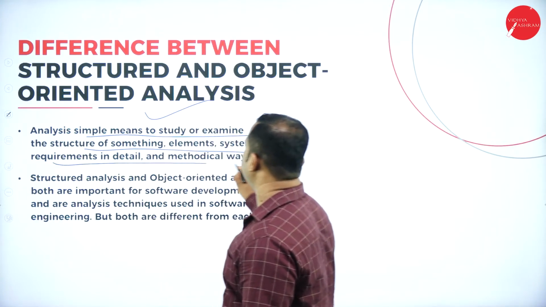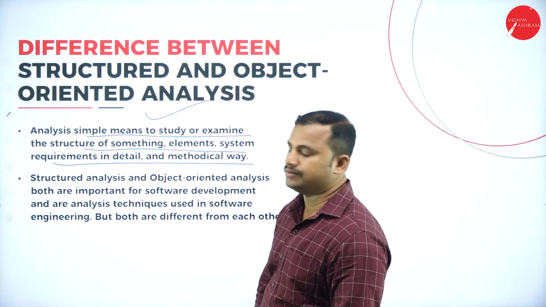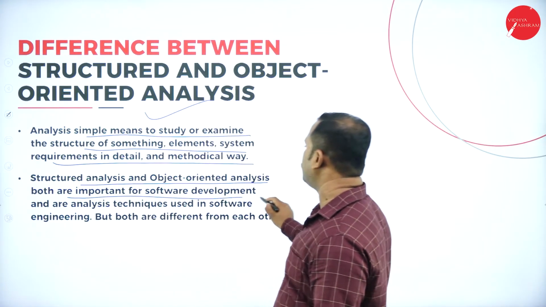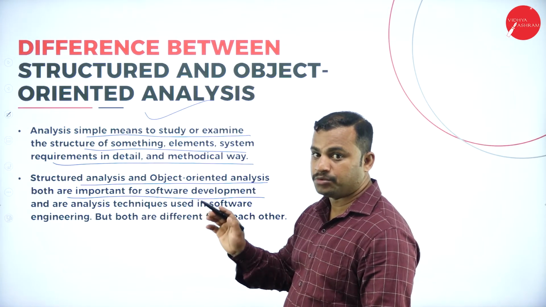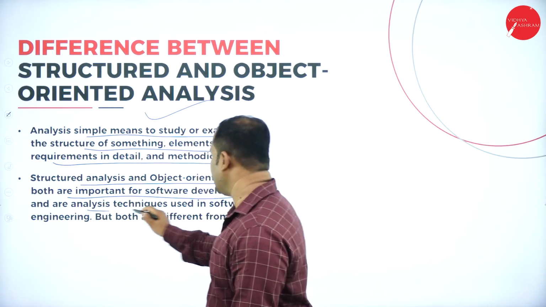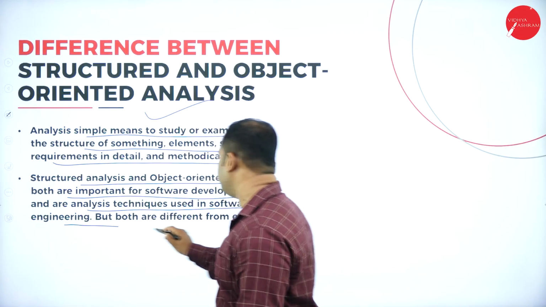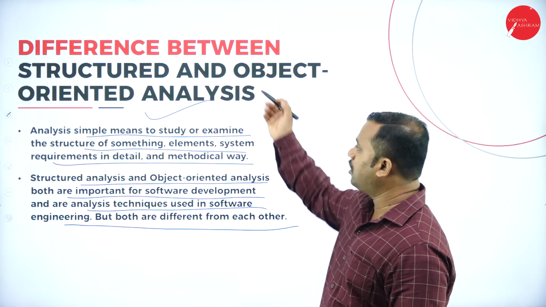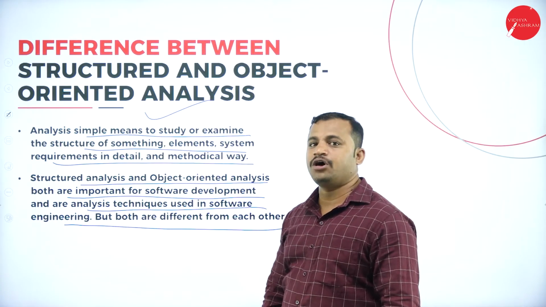Analysis simply means to examine the structure of something, elements, and system requirements in a detailed and methodological way. Structured analysis and object-oriented analysis are both important for software development. That means both C and C++ kinds of oriented approaches are important here, and they are analysis techniques used in software engineering, but both are different from each other. How is the structured-oriented approach different from the object-oriented approach?